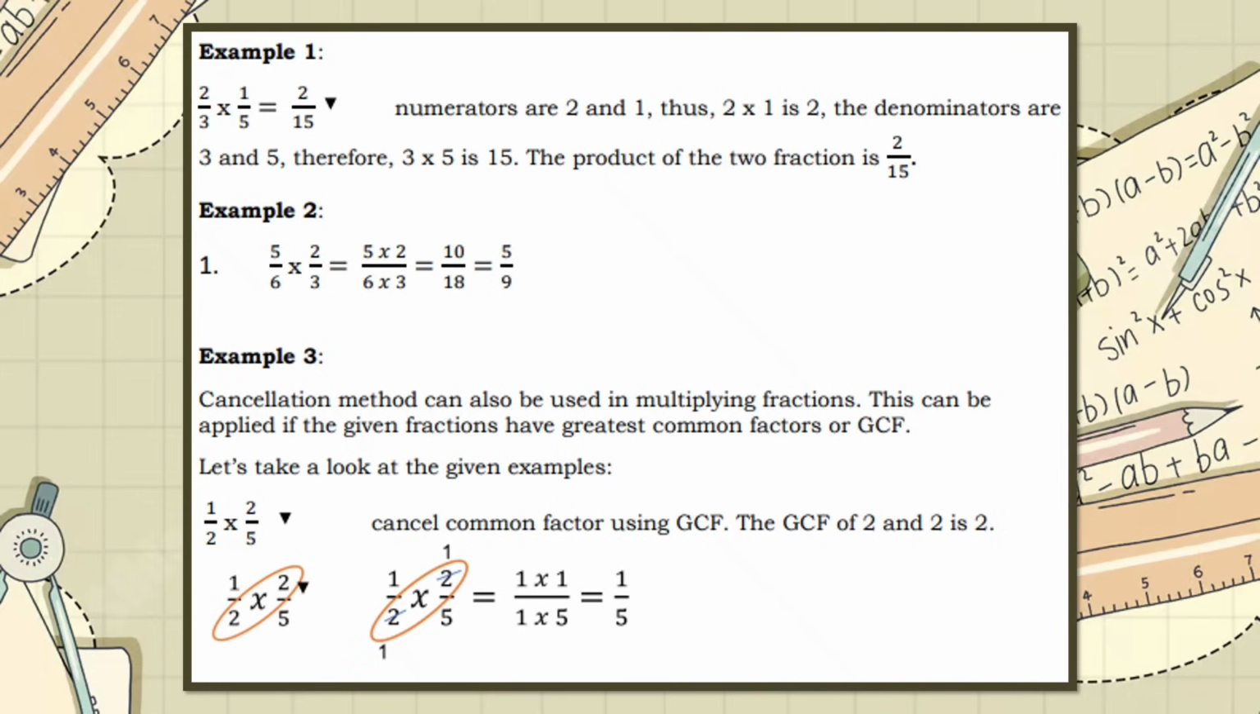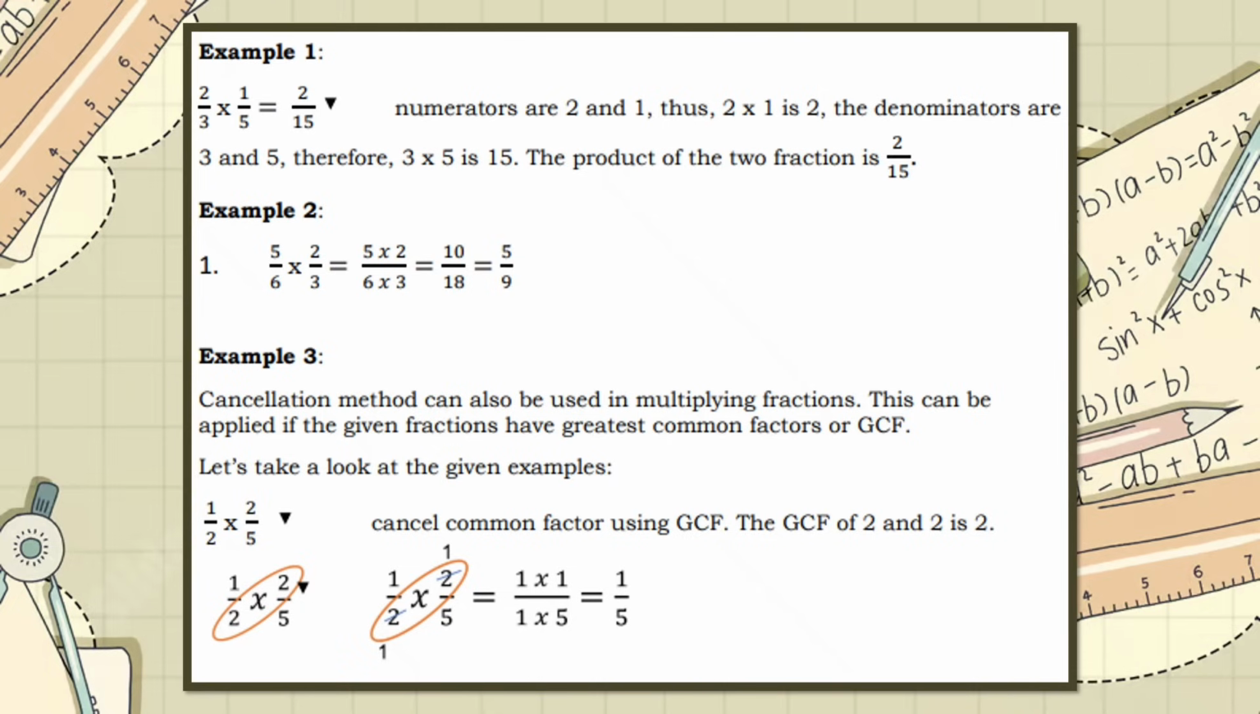So we have here example 1. 2/3 times 1/5 is equal to 2/15. The numerators are 2 and 1. Thus 2 times 1 is 2. The denominators are 3 and 5. Therefore 3 times 5 is 15. The product of the two fractions is 2 over 15.